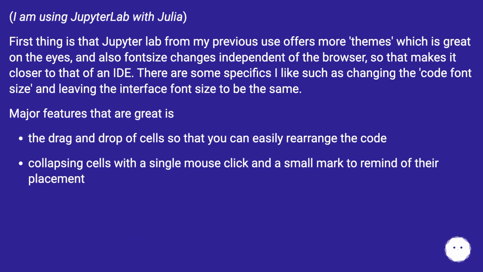I am using JupyterLab with Julia. First thing is that JupyterLab from my previous use offers more themes, which is great on the eyes, and also font size changes independent of the browser, so that makes it closer to that of an IDE. There are some specifics I like, such as changing the code font size and leaving the interface font size to be the same. Major features that are great is the drag and drop of cells so that you can easily rearrange the code. Collapsing cells with a single mouse click and a small mark to remind of their placement.